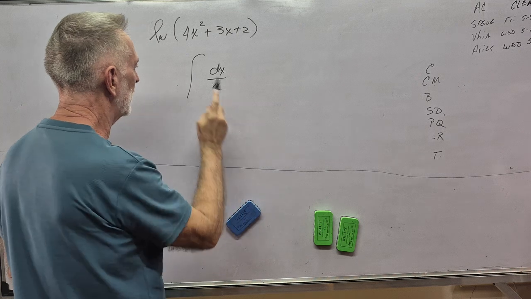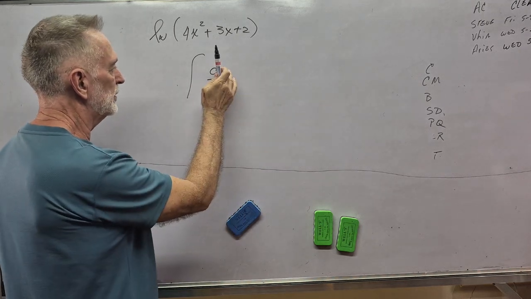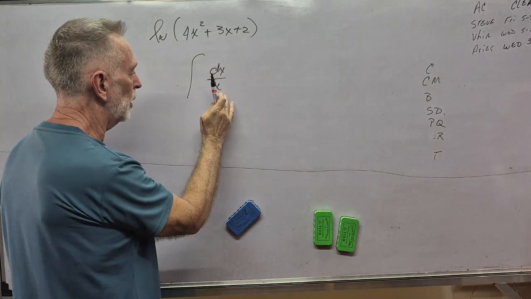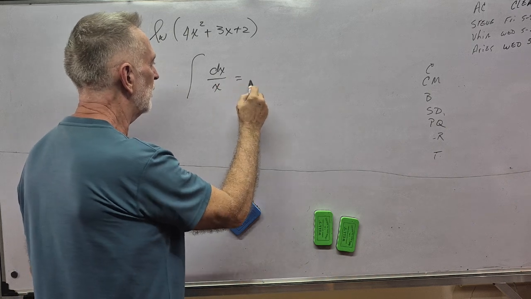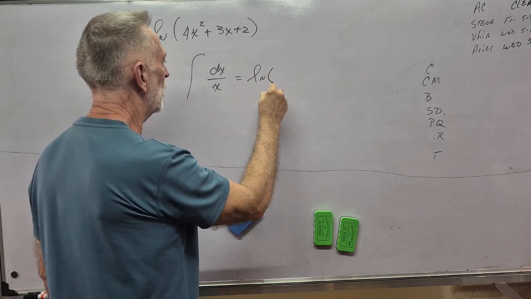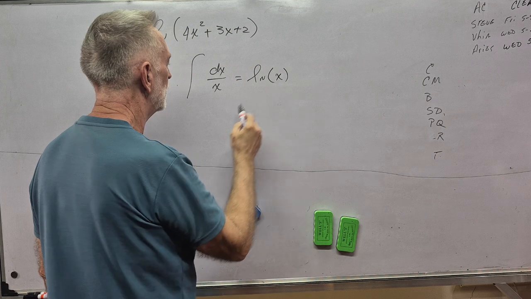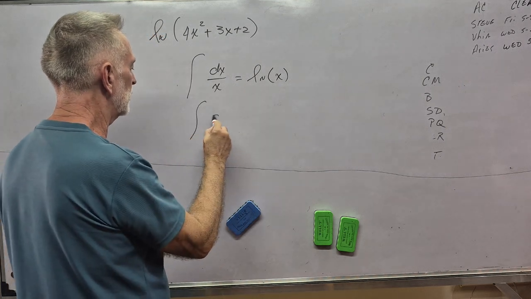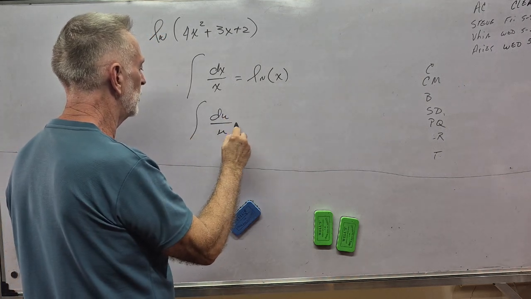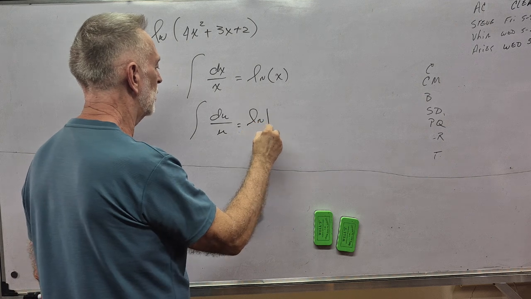So the way to handle this integral is that the integral of the derivative of a function over the function is the natural log of the function. So you'll see it written a lot of times, du over u is the natural log of u.